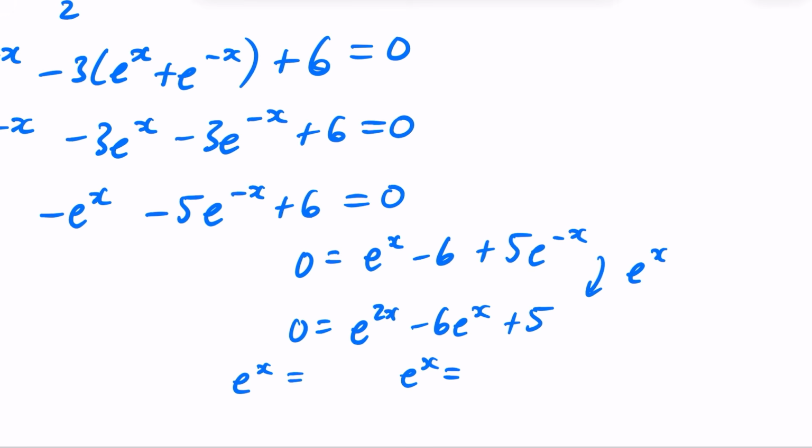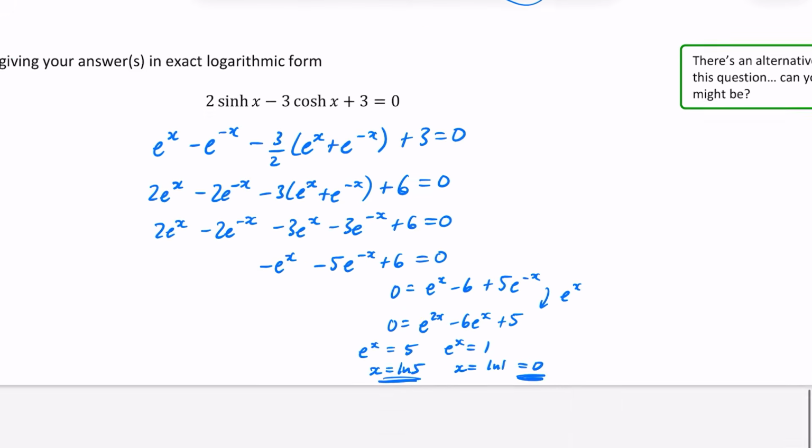Meaning that e to the x is either equal to 5 or e to the x is equal to 1. So this is just that x is equal to ln 5, x is equal to ln 1, which is obviously equal to 0. So our solutions are 0 or ln 5.